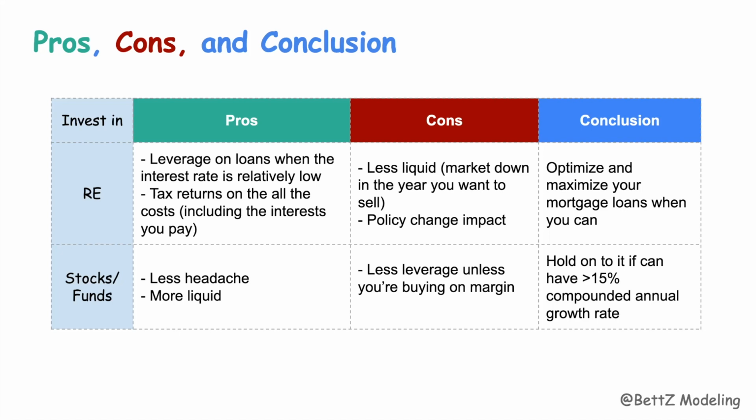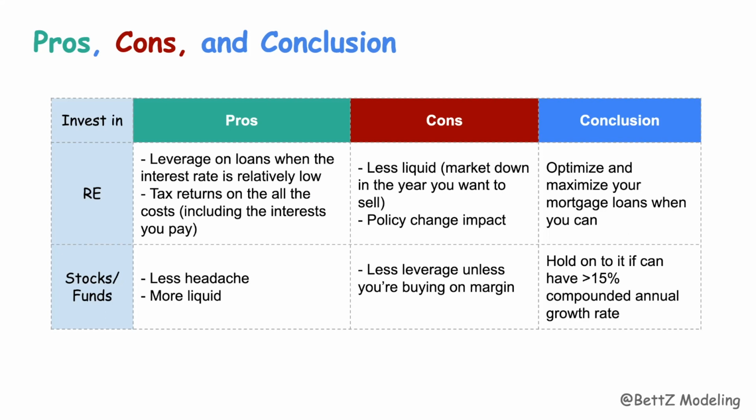For stocks or funds, the pros are a lot less headache dealing with all the paperwork and property management companies, or even the tenants yourself. And of course, the assets are a lot more liquid. You can even sell a fraction of the assets. The con is not much leverage compared to real estate, unless you are really good at buying stocks on margin.